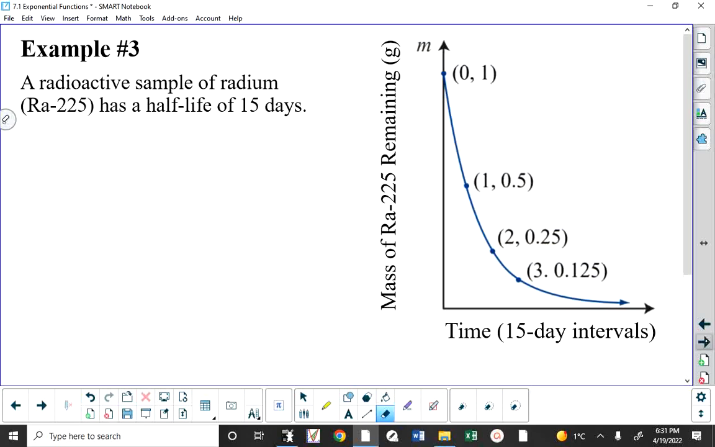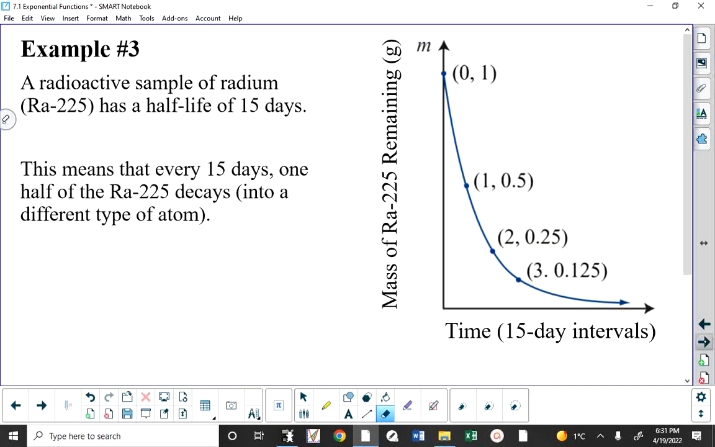Okay, example 3, a radioactive sample of some isotope has a half-life of 15 days. This means that every 15 days, half of the stuff is left. So I want you to notice that the horizontal axis is measured in 15-day intervals. So this is the beginning. This is one 15-day interval. This is another 15-day interval. This is a third 15-day interval. And if it tells you that every 15 days half of it changes, that means half of it is left.